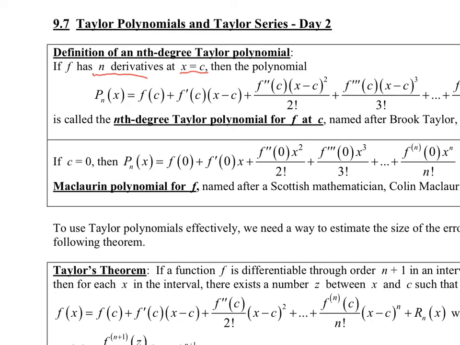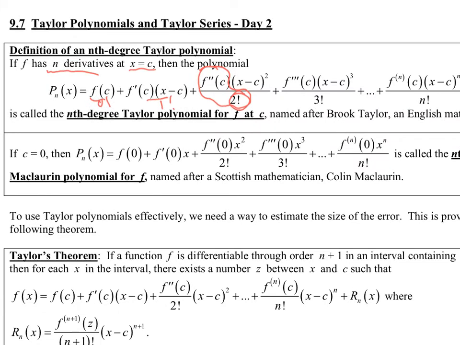F of c, f prime of c, f double prime of c. Now you see that 2 factorial is important. 0 factorial wasn't important, 1 factorial wasn't important, 2 factorial is. So f double prime at c over 2 factorial is the constant in front of x minus c to the second power, plus the third derivative over 3 factorial at c, x minus c to the third.